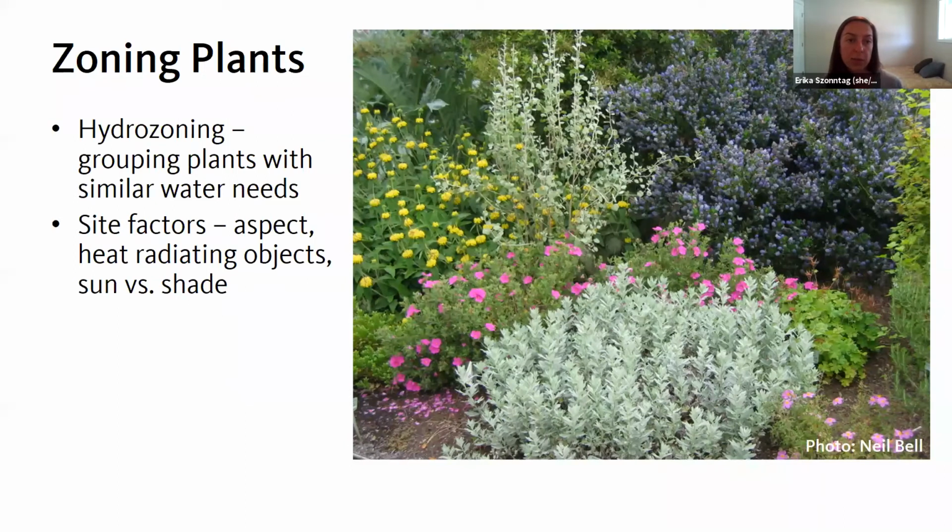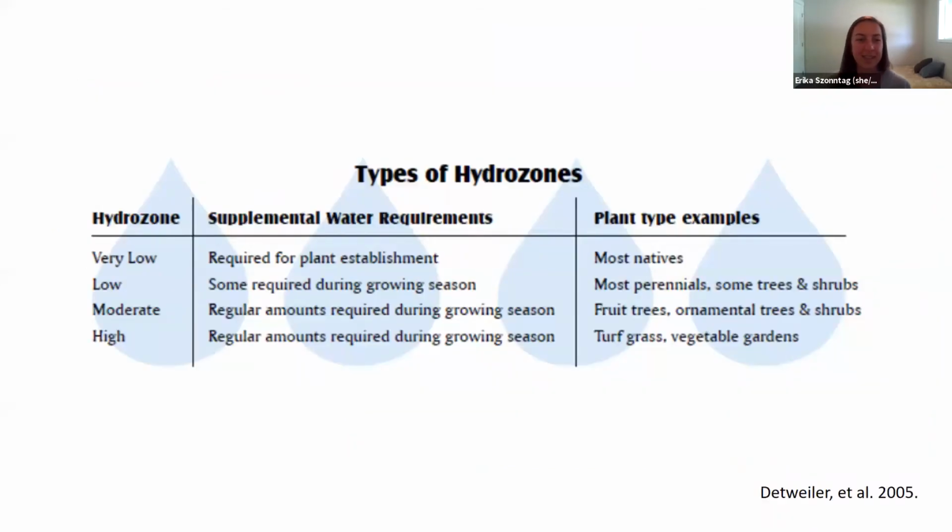And then again, when you're zoning your plants, this is where the site factors like aspect come into play, and microclimates. You want to pay attention to heat radiating objects, like if you have a big boulder feature somewhere, making sure that you're using plants that might be a little bit more heat tolerant. And then of course, considering sun and shade, the right plant in the right place is probably one of the most important concepts in gardening, which I'm sure most of you know.